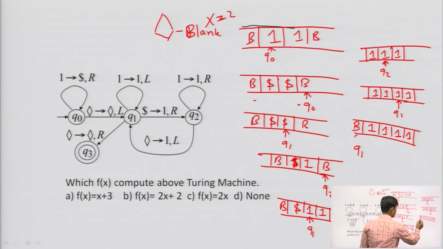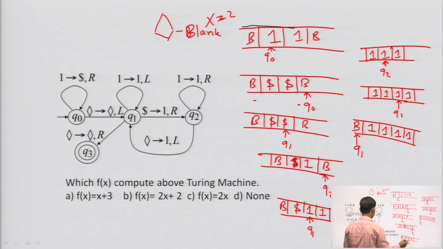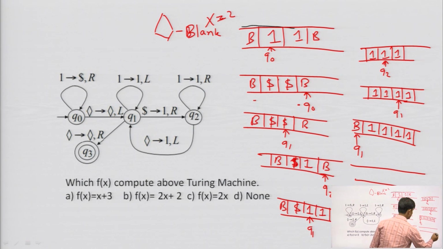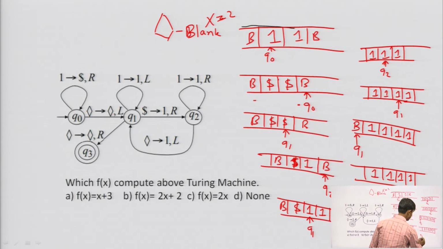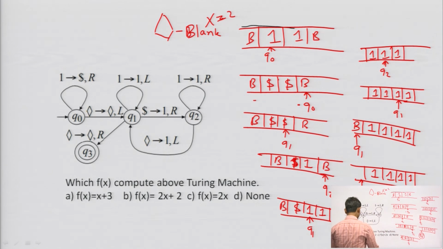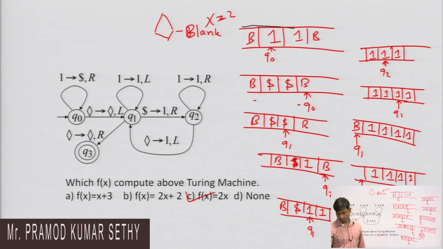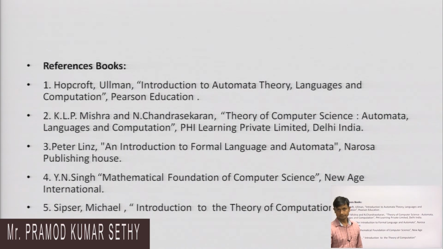Q1 on blank goes to the final state Q3, and this is the accepted state. So like that, option C is correct: f(x) equals 2x. So these are the reference. Thank you so much.